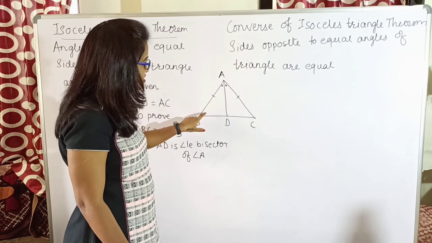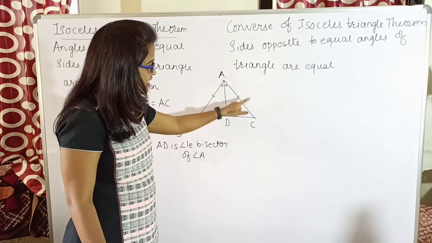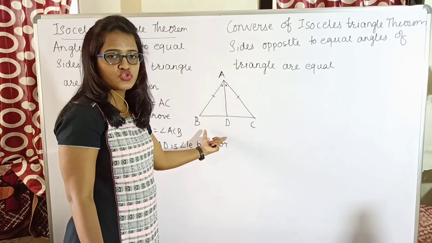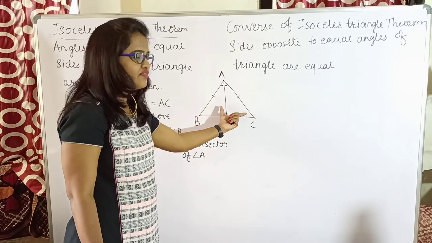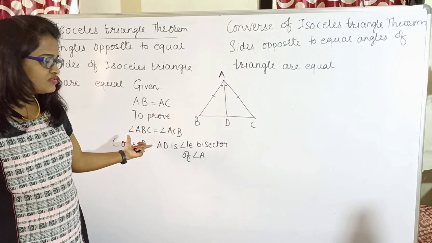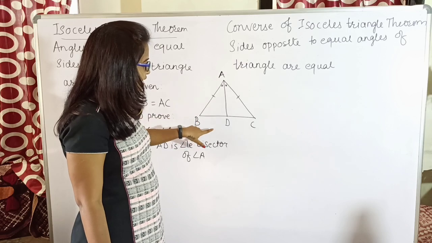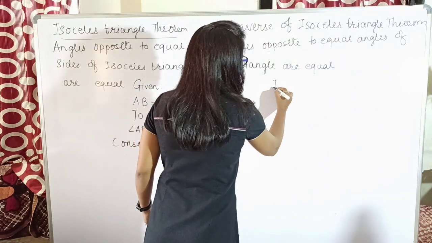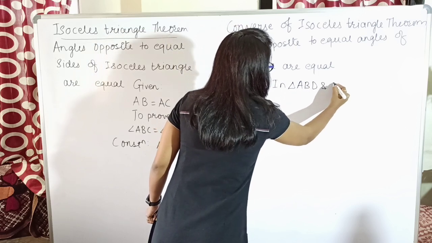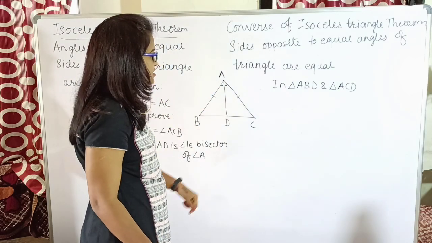What if I show angle ABD and ACD as equal? If we show that these two angles are equal, then we have got what was to be proven. So let us take triangle ABD and triangle ACD.